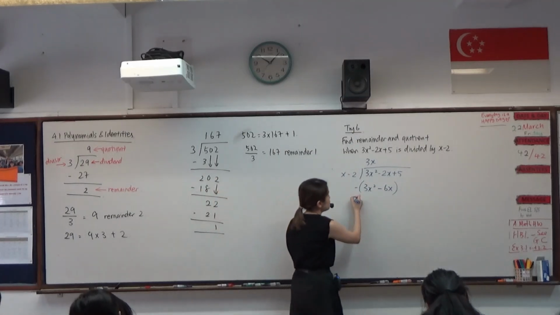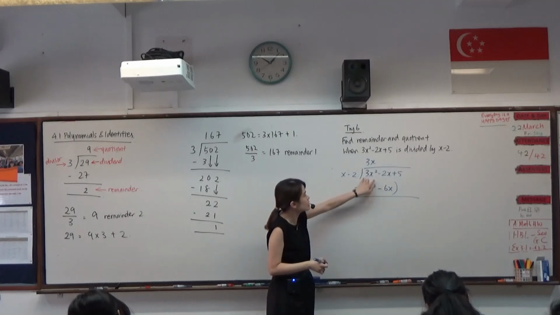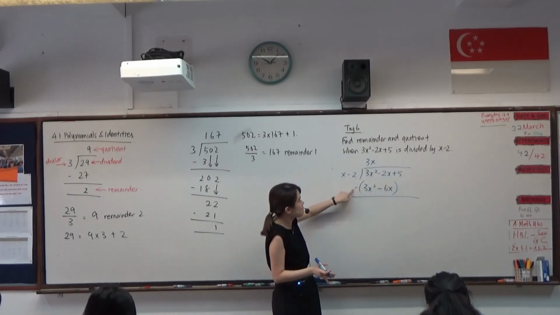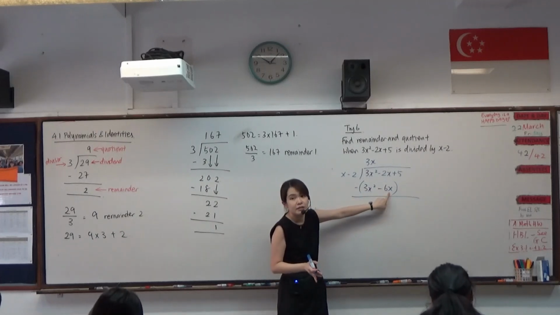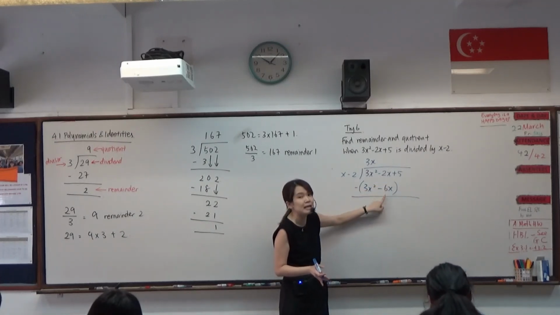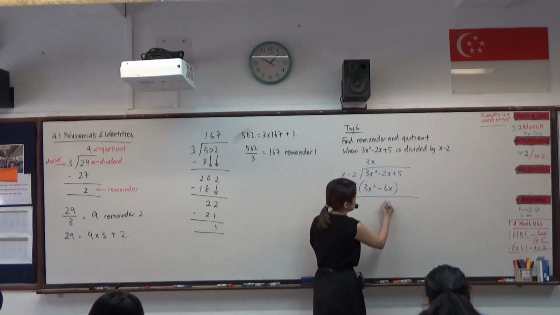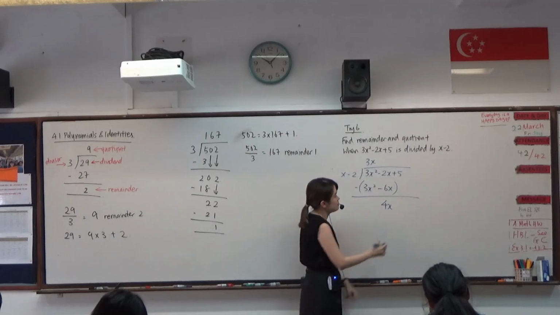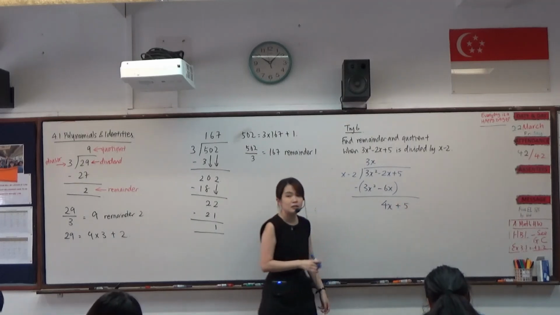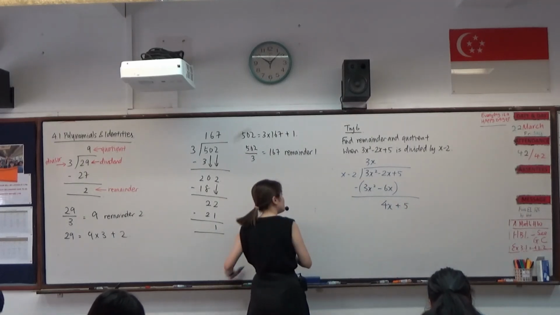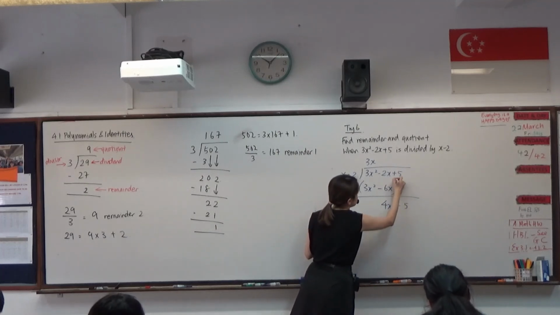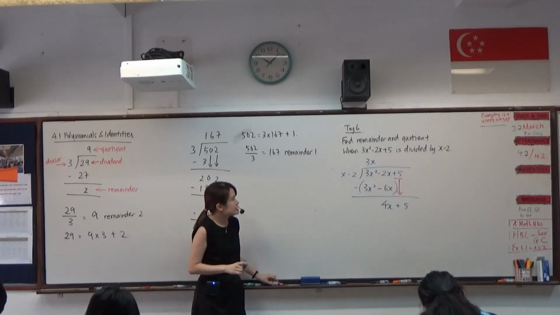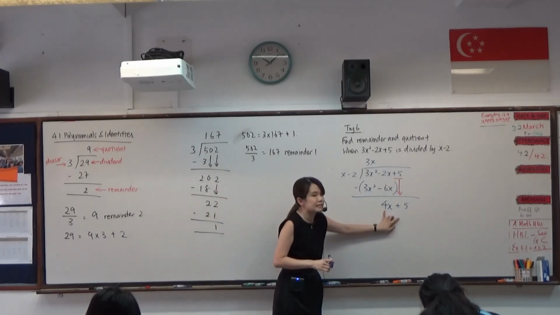Understand? Then after that, what will be left? 3x squared minus 3x squared, no more already. Minus 2x minus negative 6x. In other words, it's negative 2x plus 6x, so 4x. Then we carry down the plus 5. Let me get a red marker. Carry down the plus 5. Then 4x plus 5.